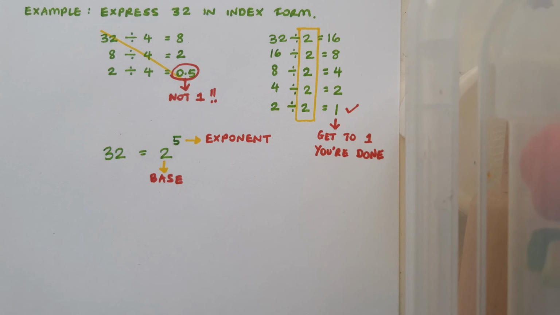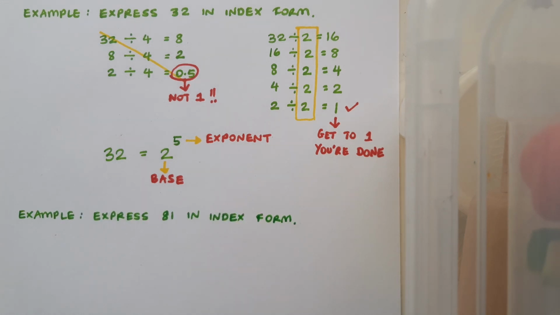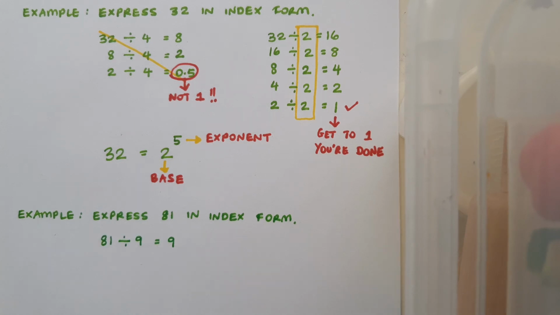Let's just do one more example of this. This time I want to express 81 in index form. So I'll have a look at 81 and I'll have a think about what might divide into it. So I know 9 will definitely go in. So I'll say 81 divided by 9 equals 9. Now don't forget, I'm not finished until I get to 1 at the end of my division here. So I have to go again.